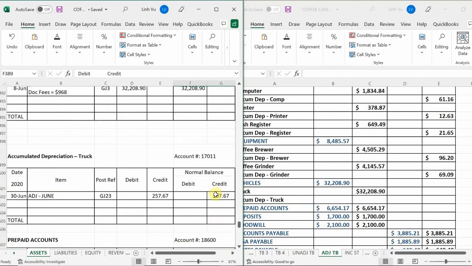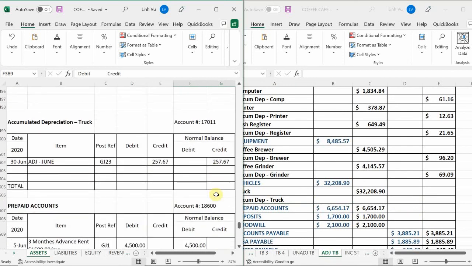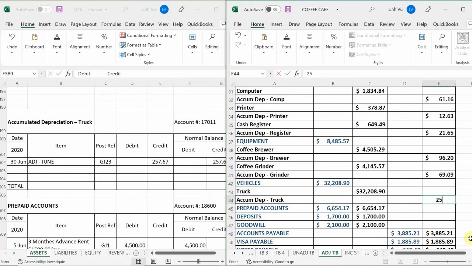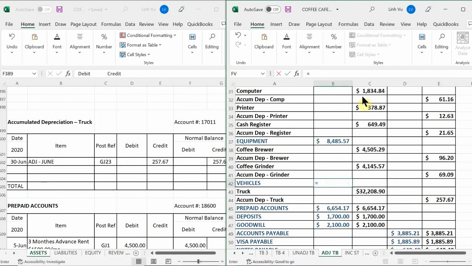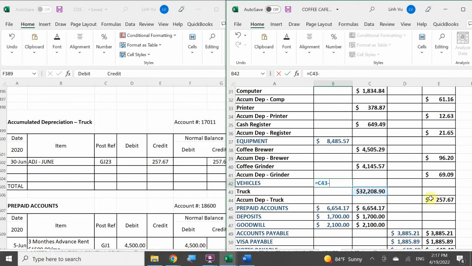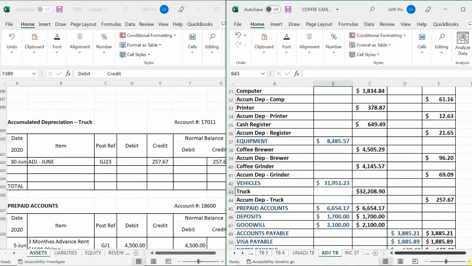Which gave me a total of 257.67. Okay. So in this case, my vehicles is the main account. So what I'm going to do here is take my vehicle of 32 minus the depreciation, which will give me a total of 31,951. Okay, so that's my current book value for my truck because I drove it, I think, 1,200 miles.